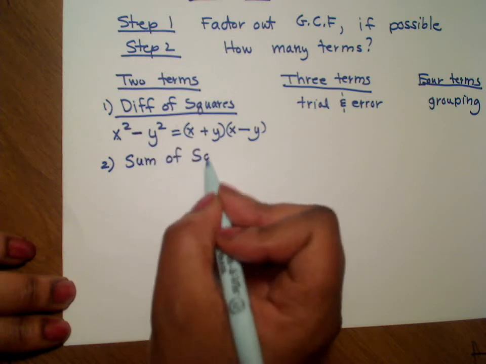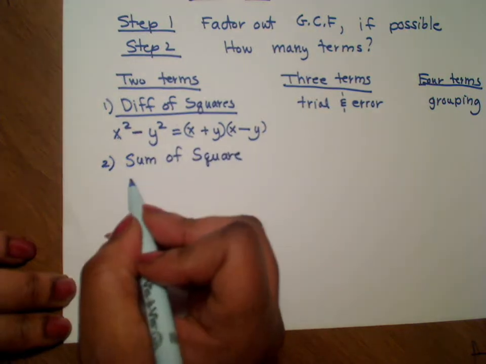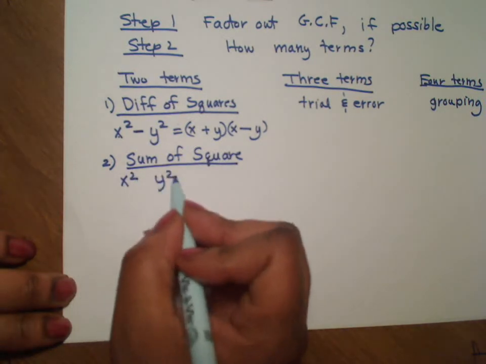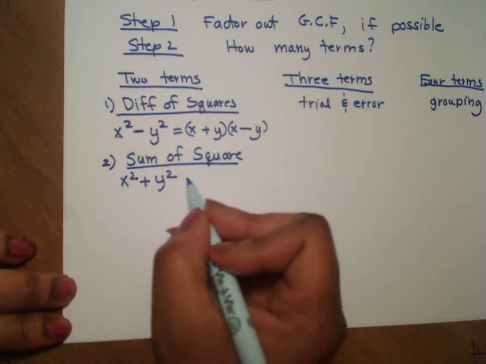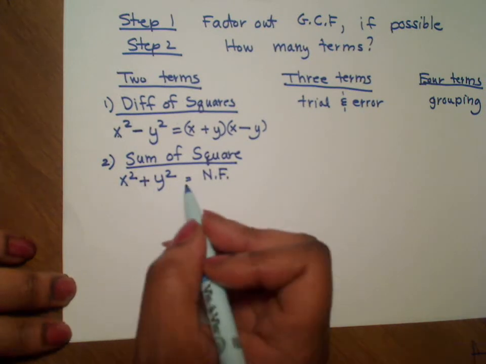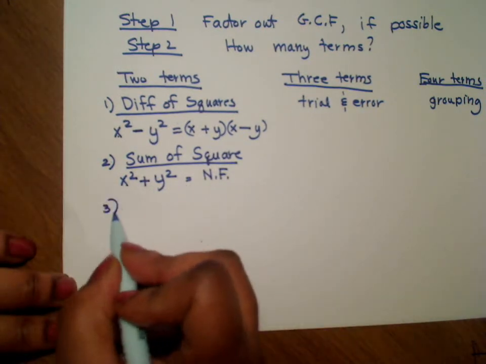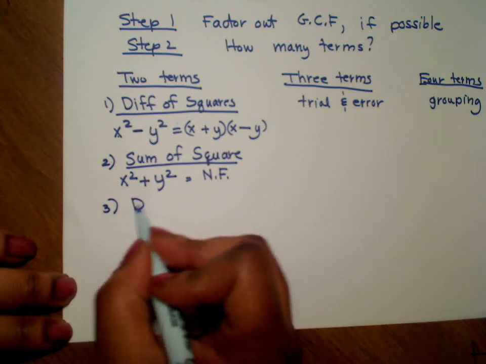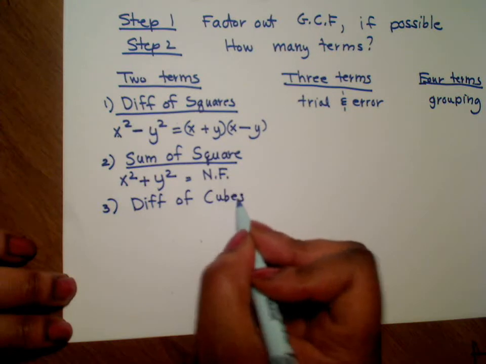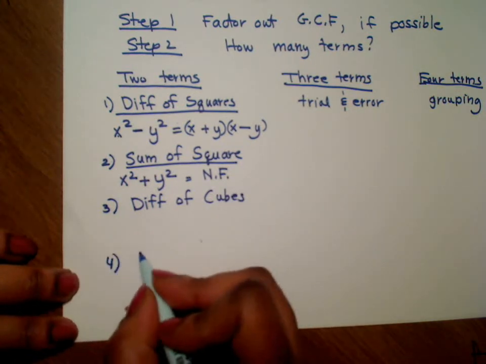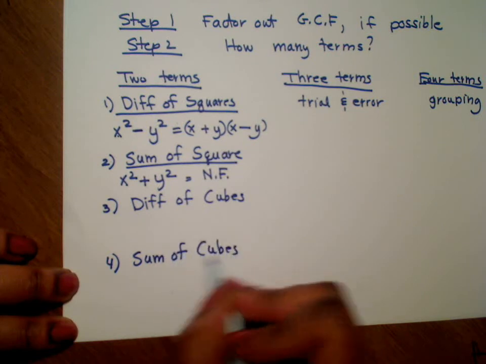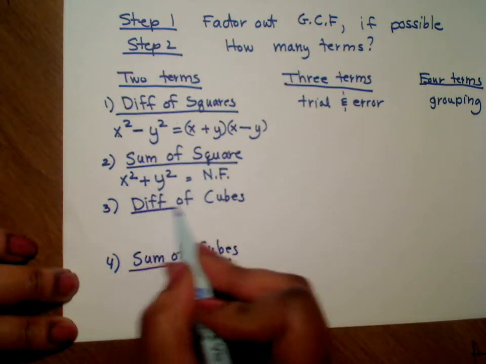Now, there is no sum of squares. So if you are ever encountered with a problem where the first one happens to be a perfect square and the second one is a perfect square, but they're separated by a plus, you'll say it's not factorable. You cannot factor a sum of squares. The next one is something called a difference of cubes and also a sum of cubes. Notice we do have a sum of cubes, but not a sum of squares.